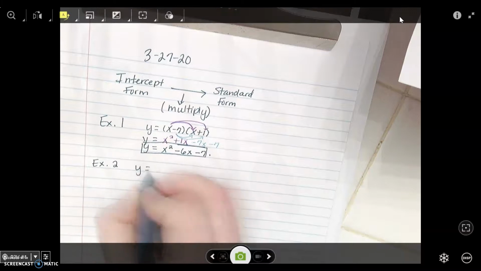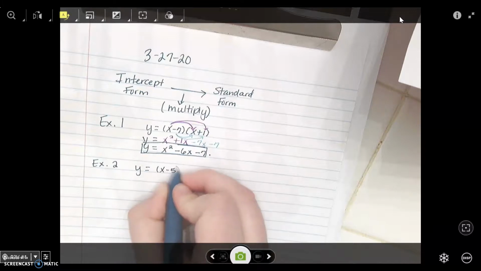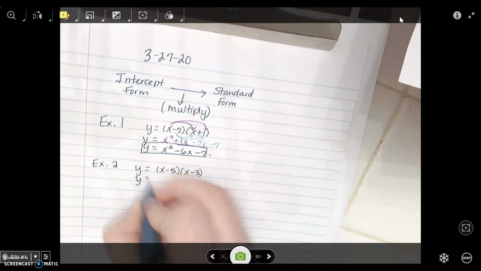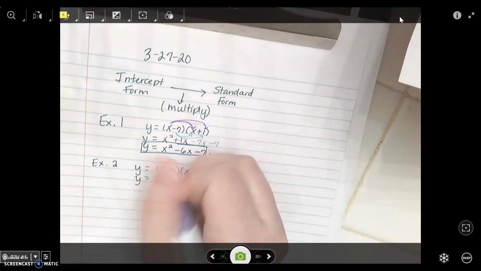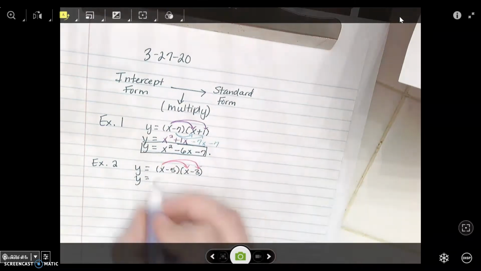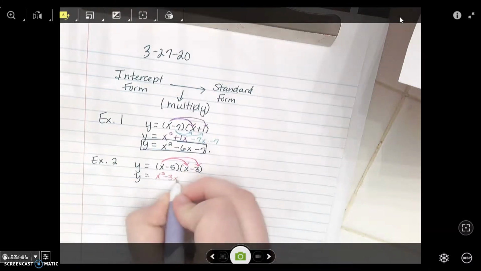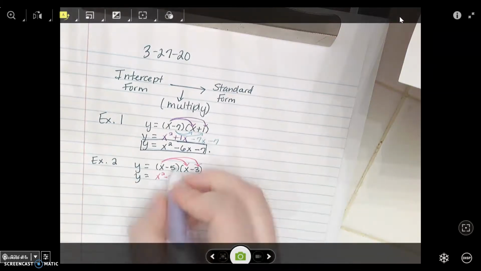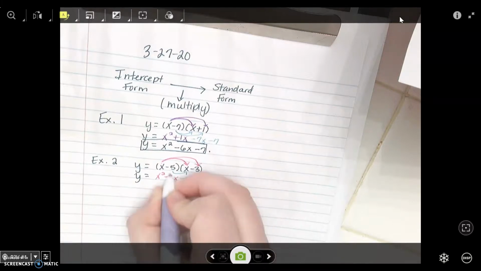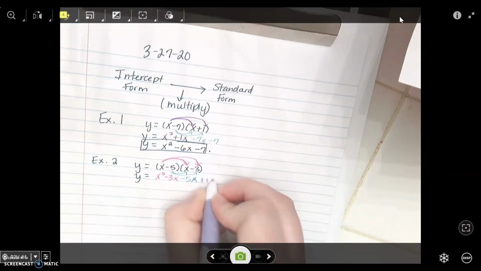We have y equals x minus 5 times x minus 3. So distribute your x here and here. X times x is x squared. X times negative 3 is negative 3x. And then negative 5 times x is negative 5x. Negative 5 times negative 3 is positive 15.